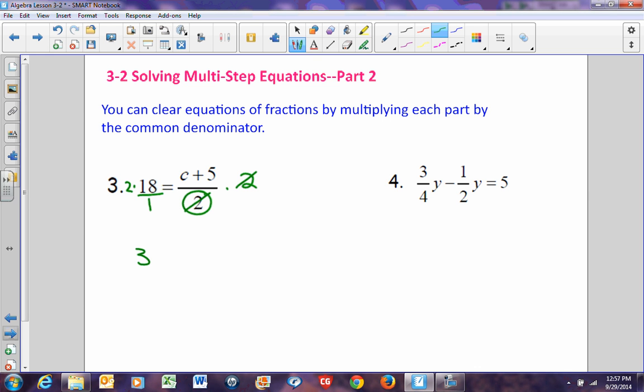18 times 2 is 36. So 36 equals c plus 5. Subtract 5, subtract 5. 31 equals c. That one was really quick. Once you got rid of that fraction, it made it much easier to deal with.